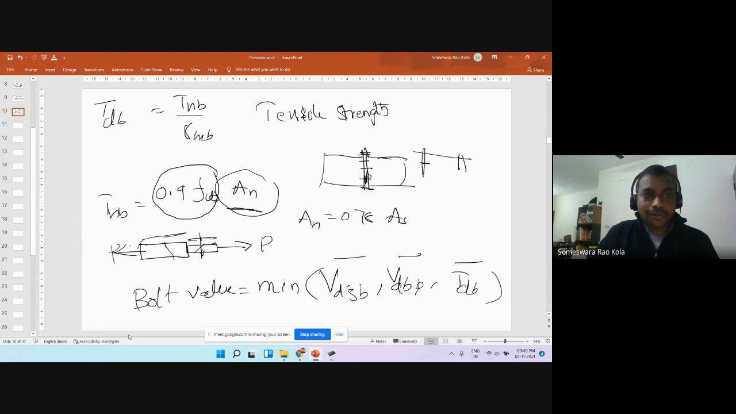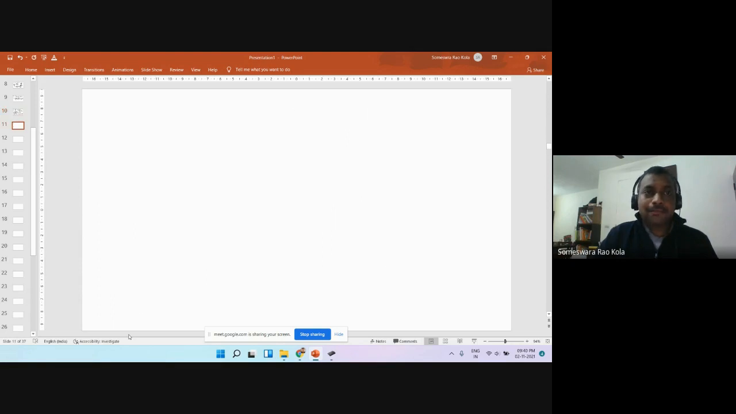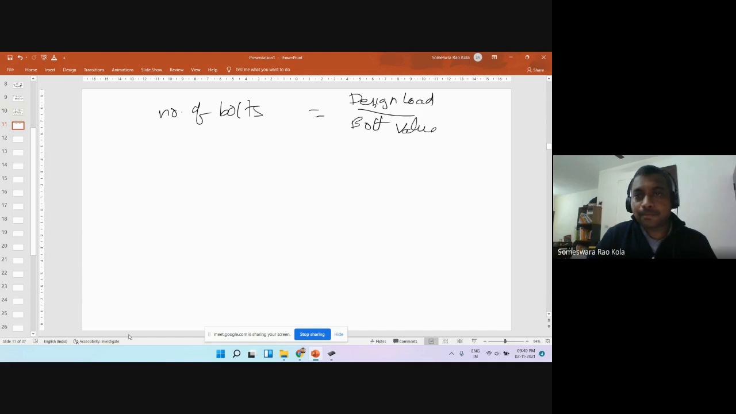As we introduced in the initial point of the discussion, if the load is shared equally among them, we simply compute the number of bolts by design load divided by bolt value, or design strength of the bolt. The details can change a little bit, but more or less we should understand the significance of it.